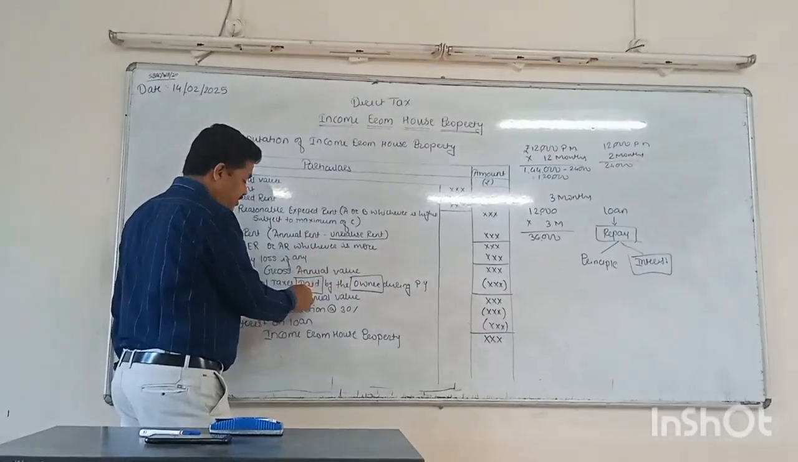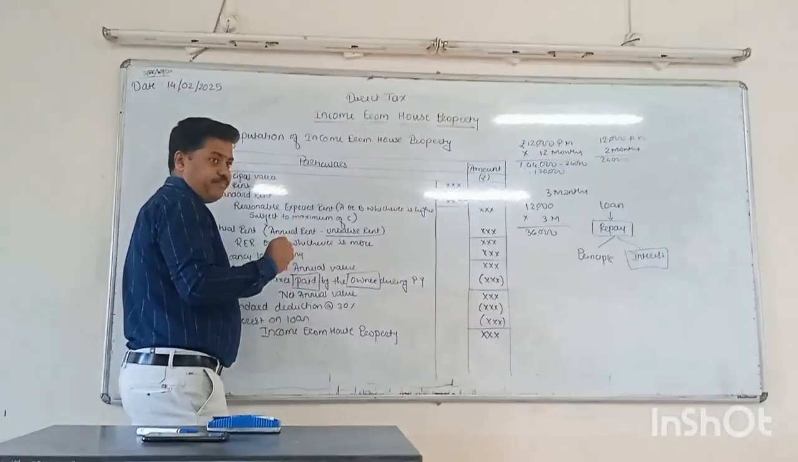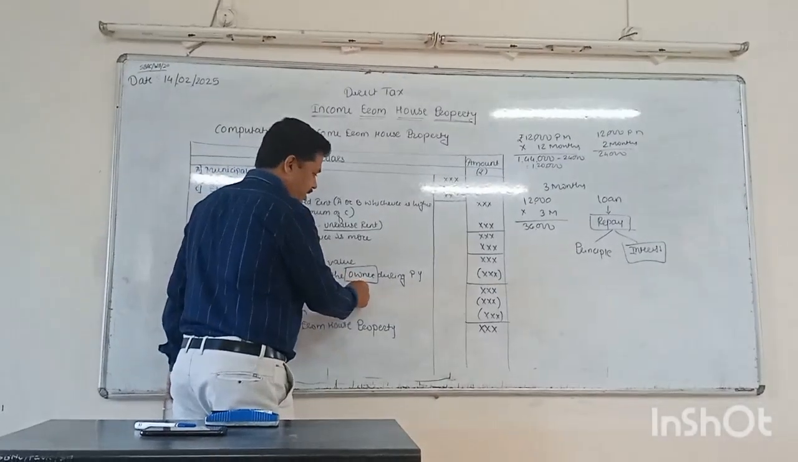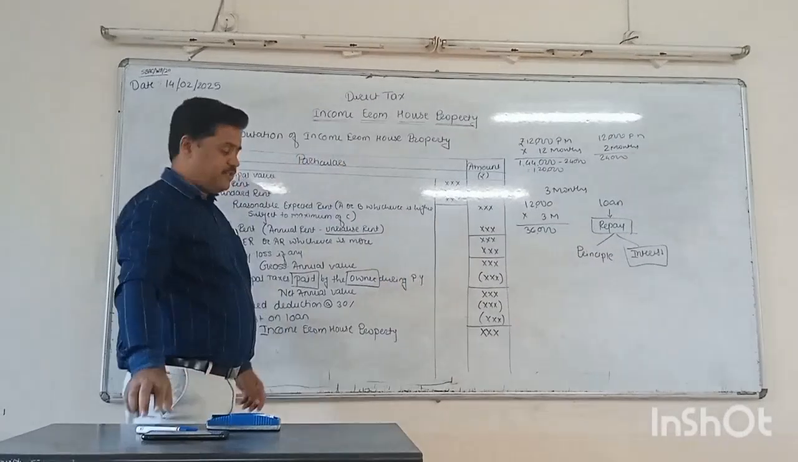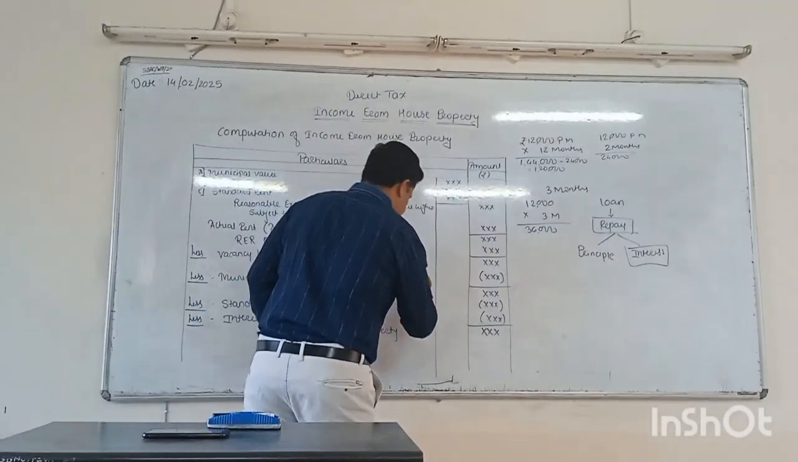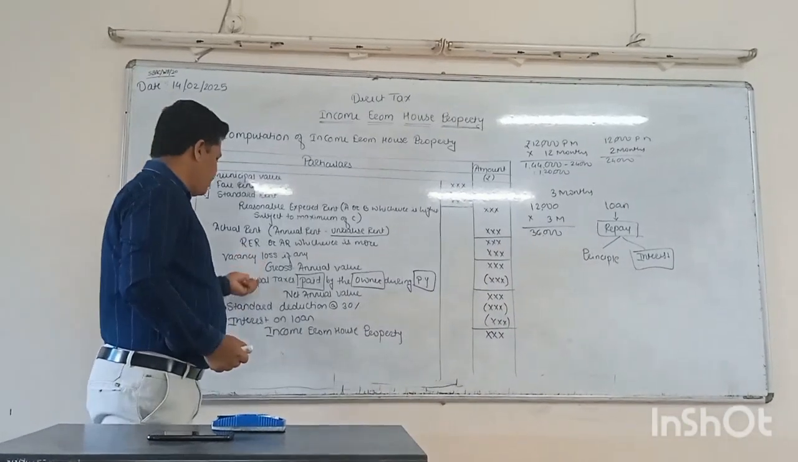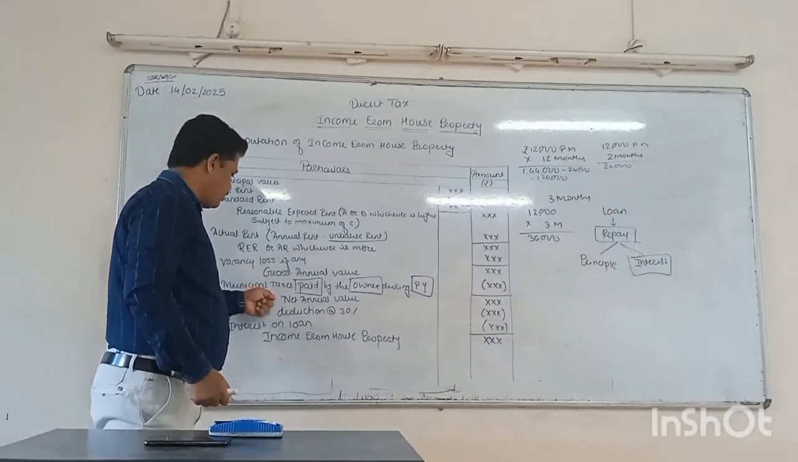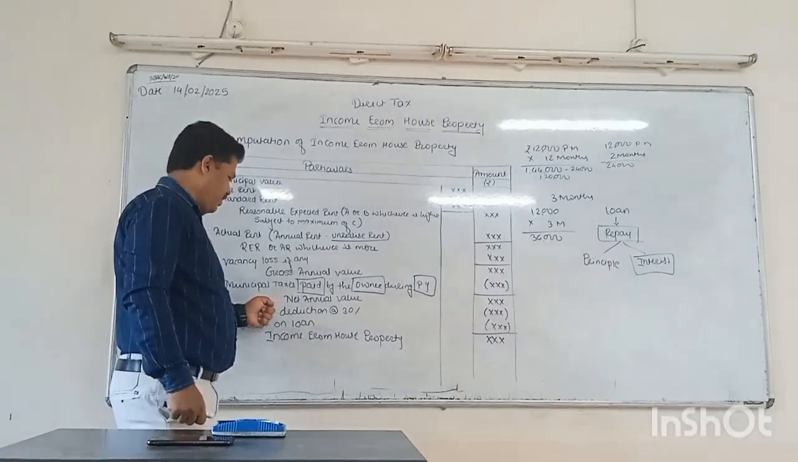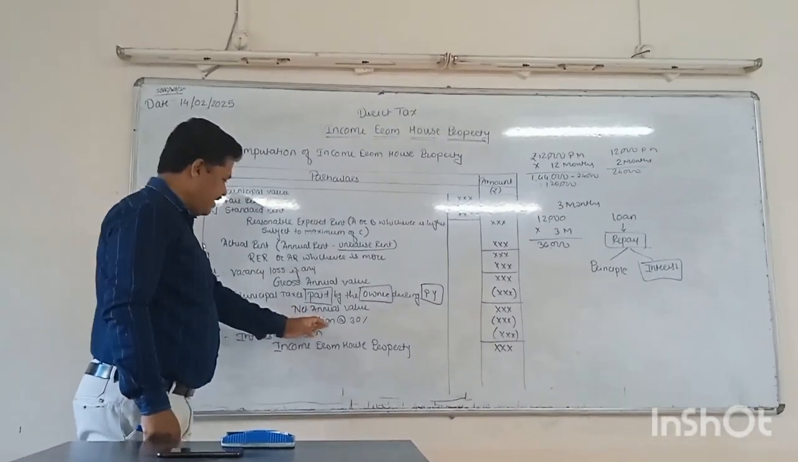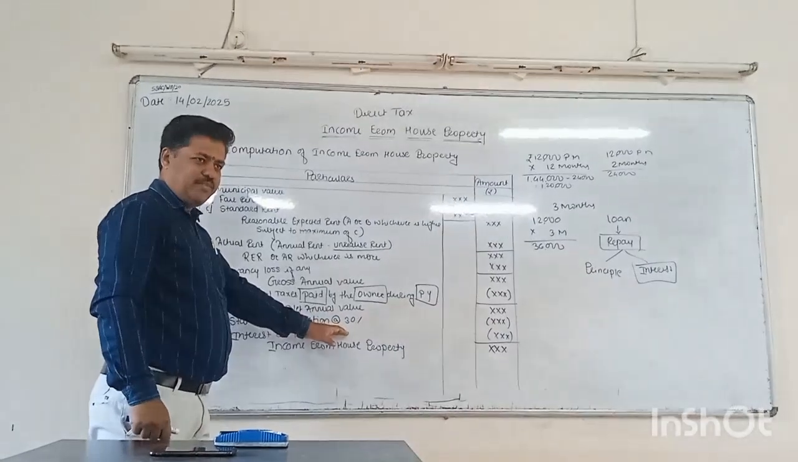What is important? Municipal taxes must be paid by whom? By the owner of the property, and during the previous year. This previous year is also a very important aspect. When we deduct municipal taxes from the gross annual value, we get the net annual value of the property. From this net annual value we deduct standard deduction at the rate of 30%.